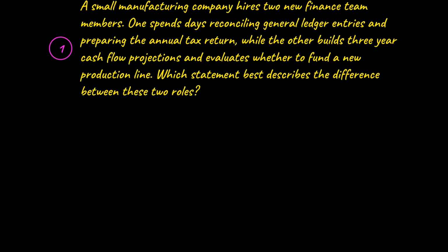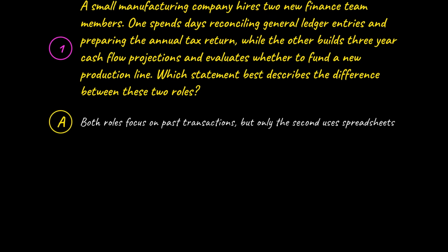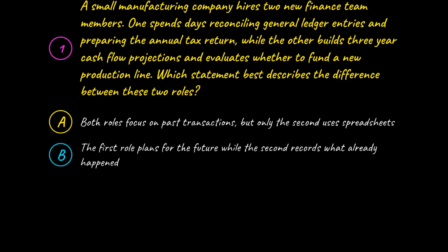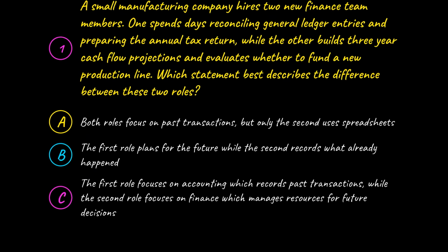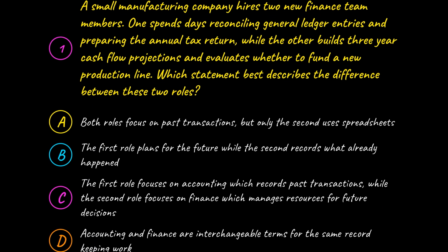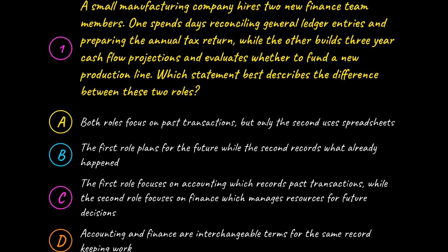Your options are A. Both roles focus on past transactions, but only the second uses spreadsheets. B. The first role plans for the future, while the second records what already happened. C. The first role focuses on accounting, which records past transactions, while the second role focuses on finance, which manages resources for future decisions. D. Accounting and finance are interchangeable terms for the same record-keeping work. Which one is it? Pause the video if you need more time.